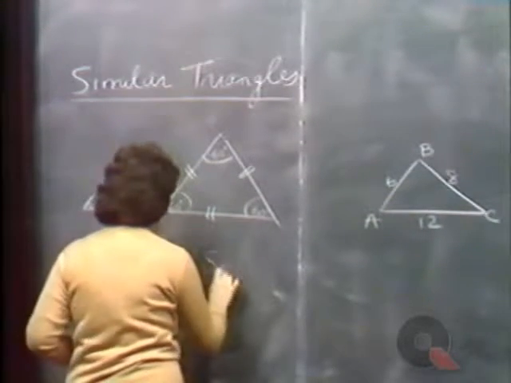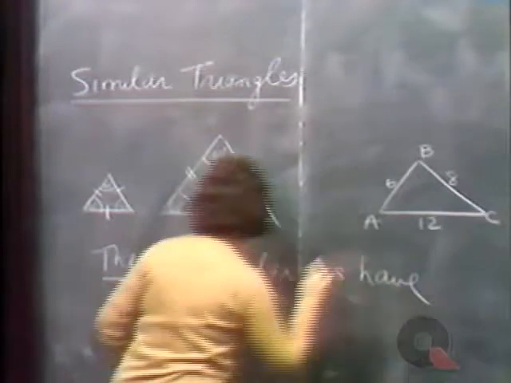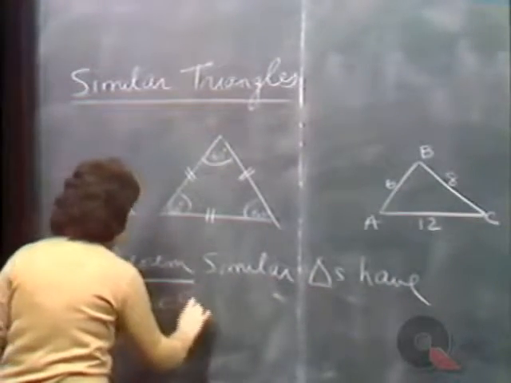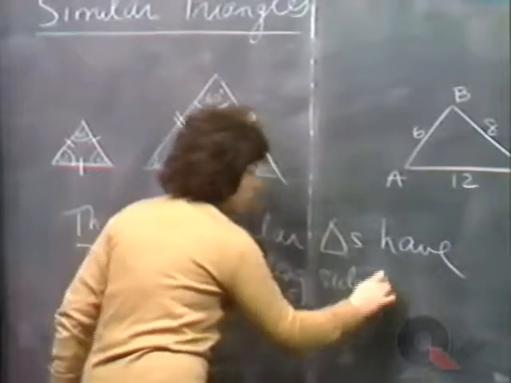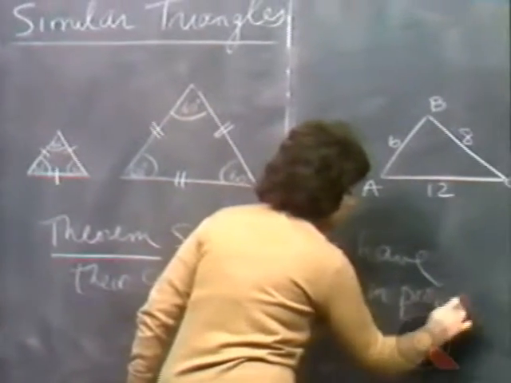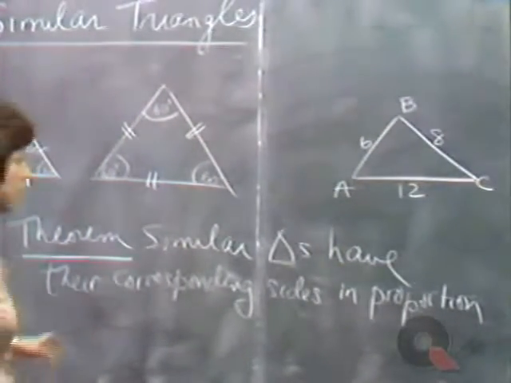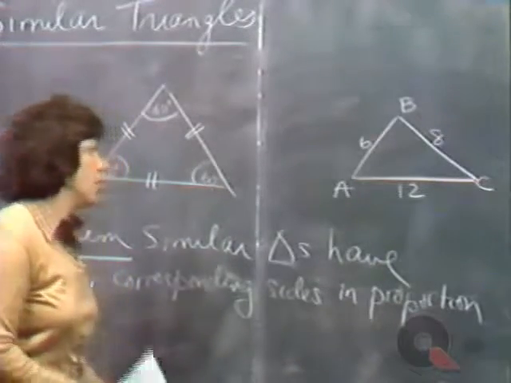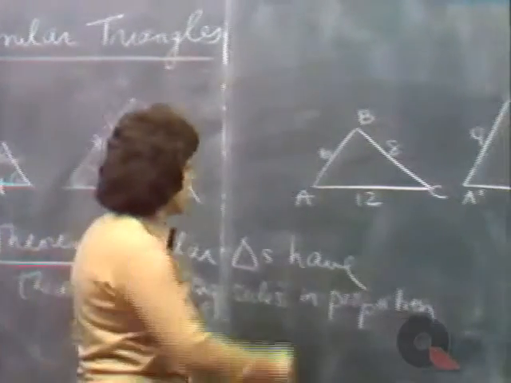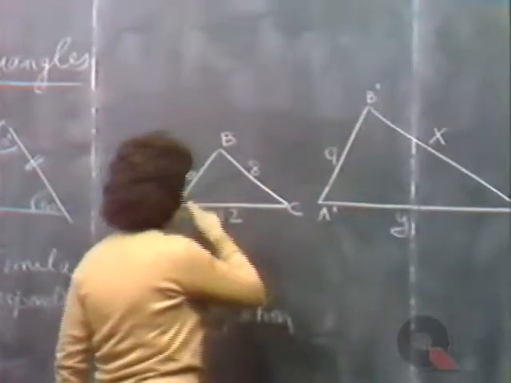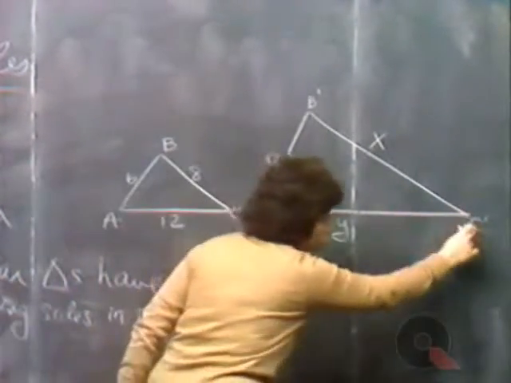Similar triangles have their corresponding sides in proportion. By corresponding sides, I mean the sides opposite equal angles. In this triangle, you can tell from the labeling which sides are corresponding. Side AB corresponds to A prime, B prime. They are both opposite angles. Well, this is opposite angle C, this is opposite angle C prime, but C and C prime are equal to each other.